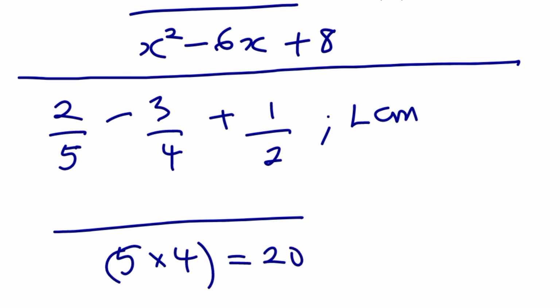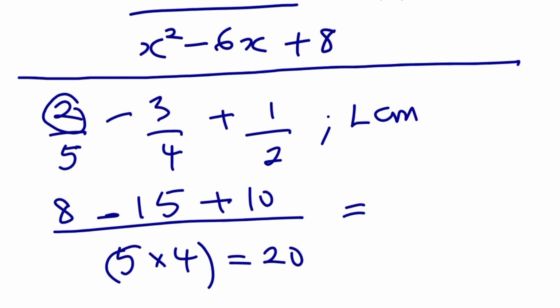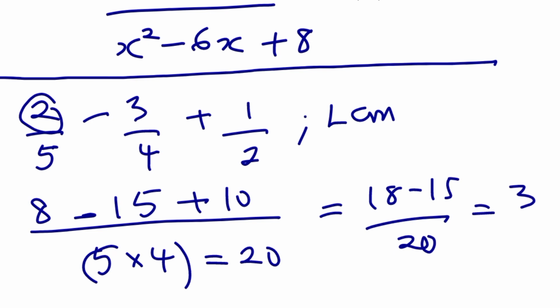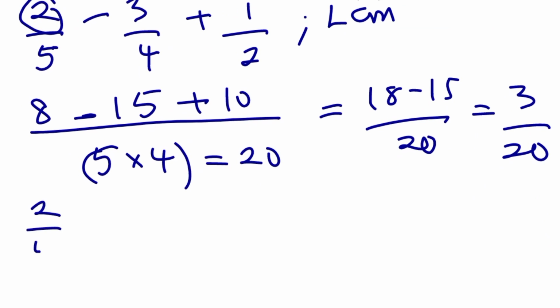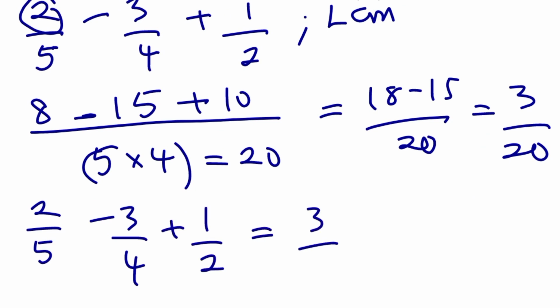Now 20 goes into 5 four times. That 4 times the 2 at the numerator becomes 8. The next one, we have the minus. 20 into 4 goes 5 times, and 5 times 3 gives us 15. The last one is 20 into 2, which is 10 times, and 10 times 1 is 10. So we end up with 8 minus 15 plus 10, which is 3, over 20. We can see that 2 by 5 minus 3 by 4 plus 1 over 2 equals 3 over 20.